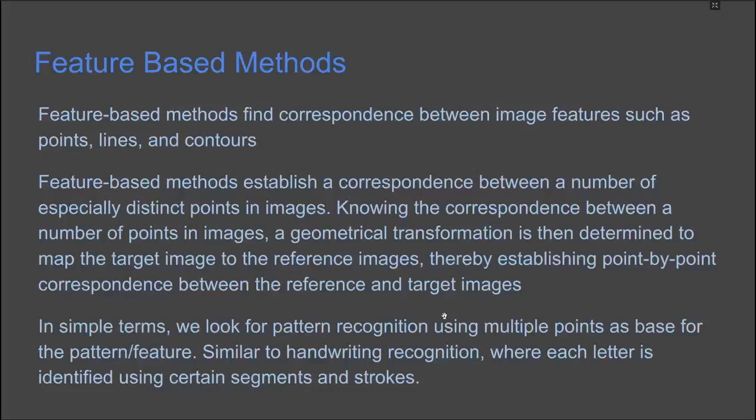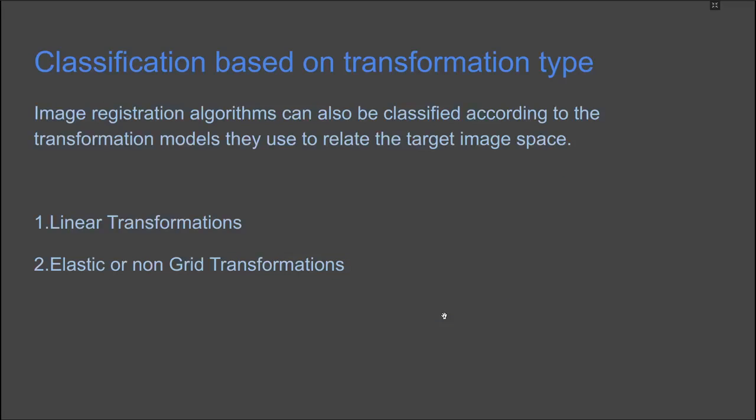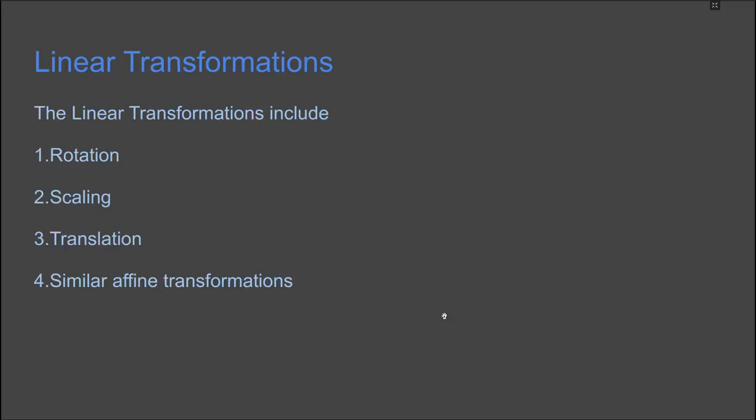We can also classify the image registration methods based on the transformations which we apply on the moving objects. Basically, there are two types of transformations which can be applied to the moving object: linear transformations or elastic or non-rigid transformations. Now, let us take a look at some of the linear transformations which we apply to the moving object: rotation, scaling, translation, and similar such affine transformations.